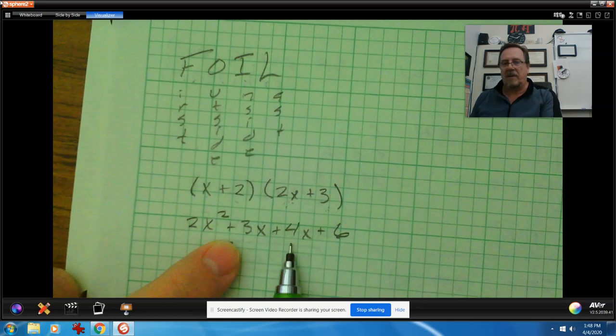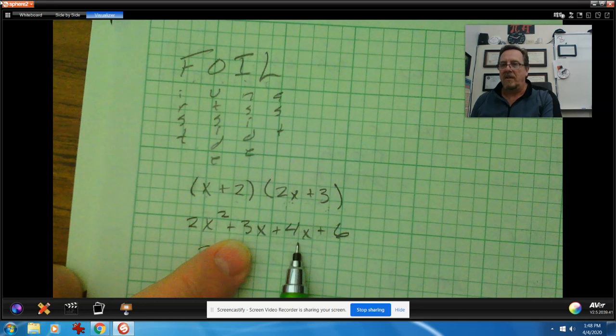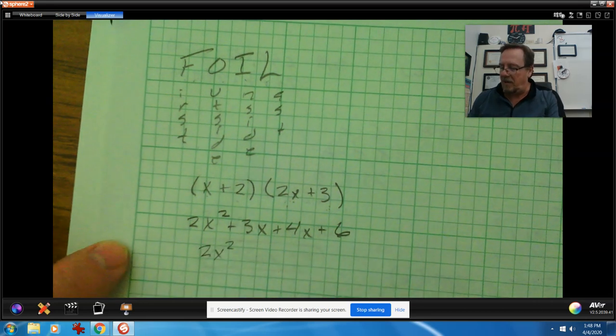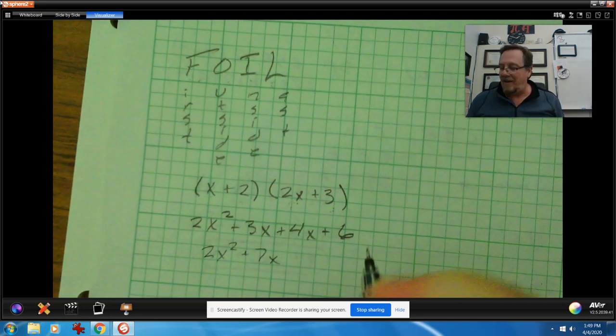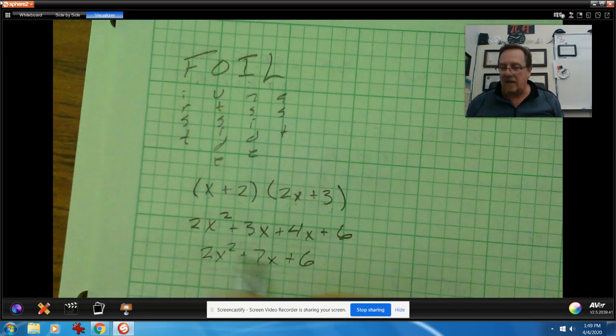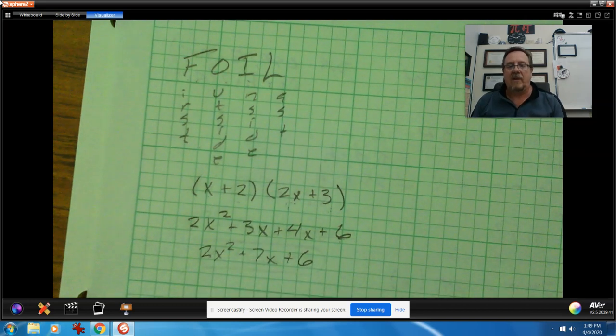But I do have some like terms here. There's a 3x, and I'm adding to that 4 more x's. So 3 plus 4x is going to be 7 x's. If you had 3 x's and you added 4 more, you get 7 x's. And the last term here is 6. So that's how you FOIL, okay? That should be review. And the first part of our assignment for the week is going to be foiling.